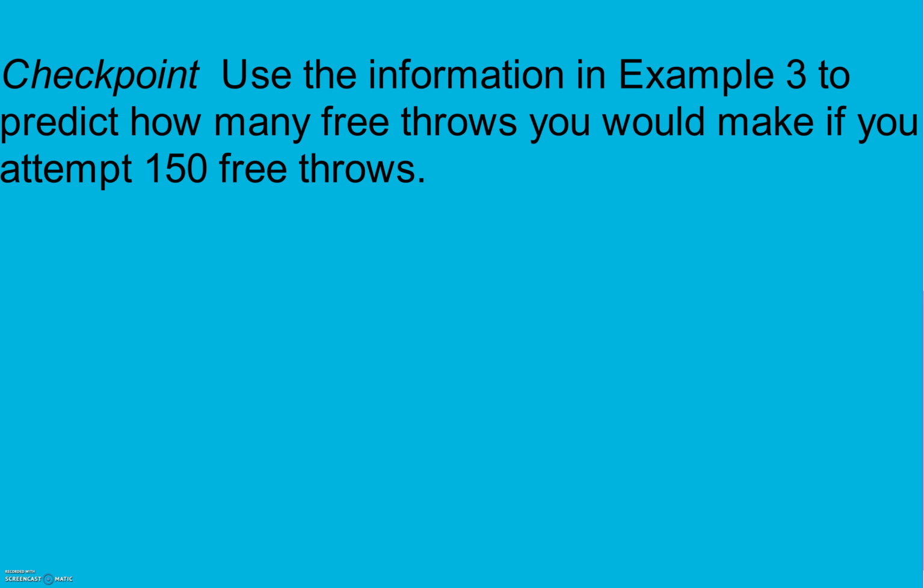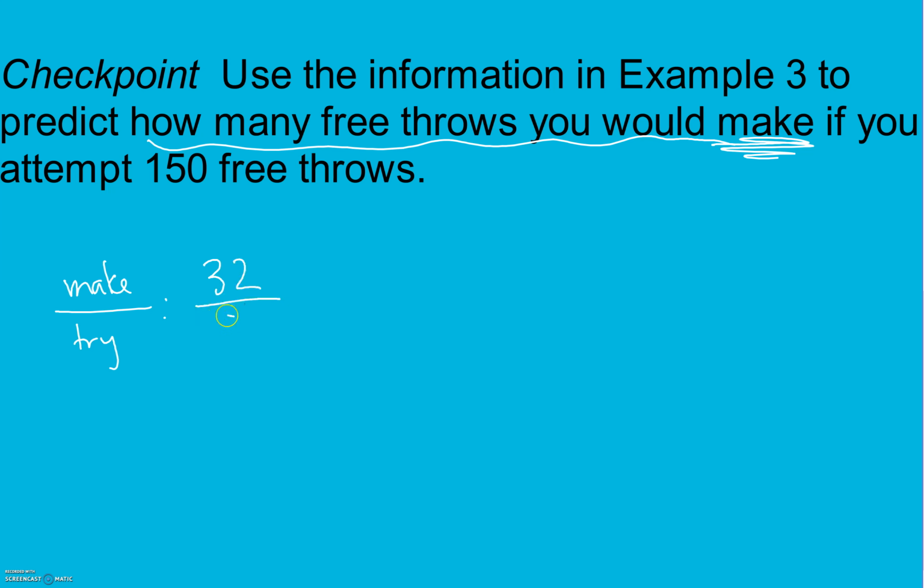Go ahead and try this. Use the information in example 3 to predict how many free throws you would make if you attempted 150 free throws. So again, we want to know how many free throws you would make. Make is the big part. So make is our success over try. We made 32 and tried 50. And now we want that same success. So we don't know how many we're going to make, but we're going to shoot 150. And we're going to see about how many we will make.